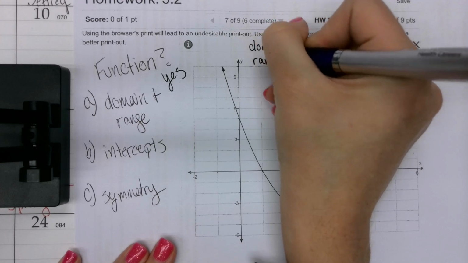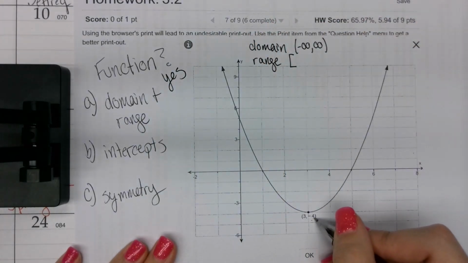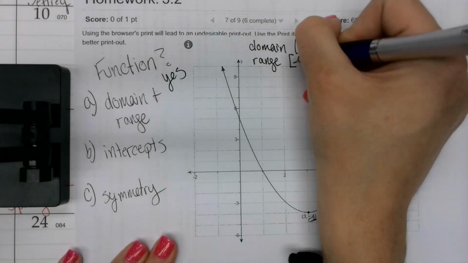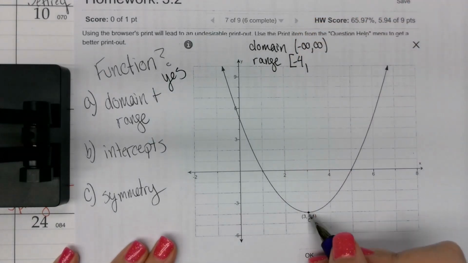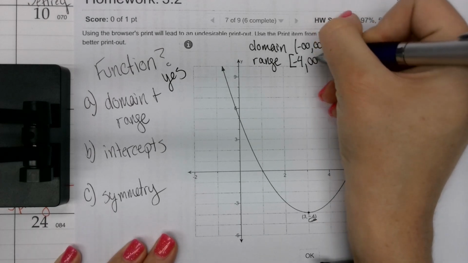And then our range is going to be our lowest y value, which is going to be this -4. And we put a bracket with it because it can't equal that point right there. And then it's going to go all the way up to positive infinity.